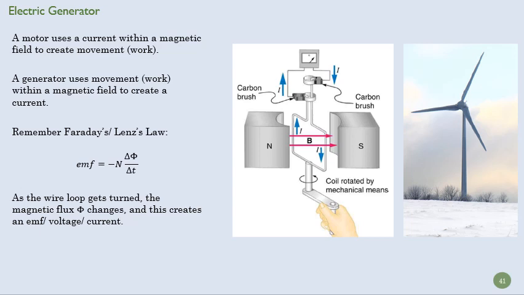So a motor we can think of as an effect of Lorentz's law, the law that tells us what the force is going to be when we have a moving charge, a charge moving through a magnetic field. A generator depends on Faraday's law, and so you can see how those two are sort of mirror images of each other.